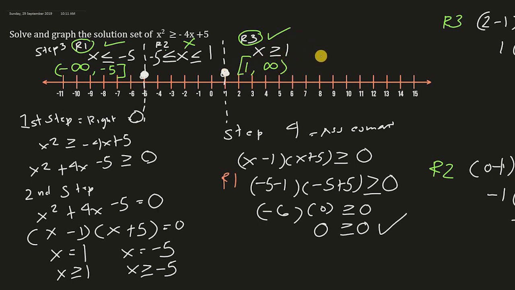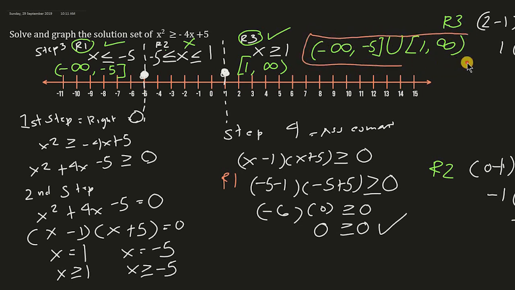So, rewriting the final answer would look like this. Negative infinity, negative 5, bracket doon, parenthesis. Then, gagamit tayo ng union. Union, tapos, bracket 1, and infinity ulit. So, this is our final answer, guys. This is the solution set.